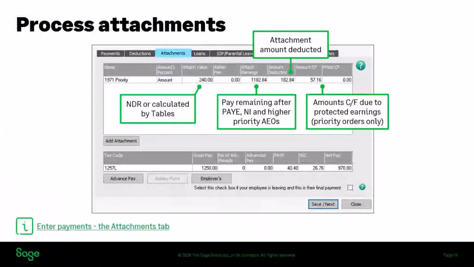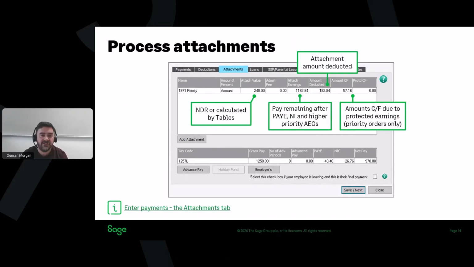So that's pretty much the end of the demo, but just to recap that final section for you. This is what we looked at in the Enter Payments screen. So you go onto the Attachments tab. You will either see the normal deduction rate that you entered, and that is editable if it uses a normal deduction rate, or it will show the calculated attachment value from the tables.